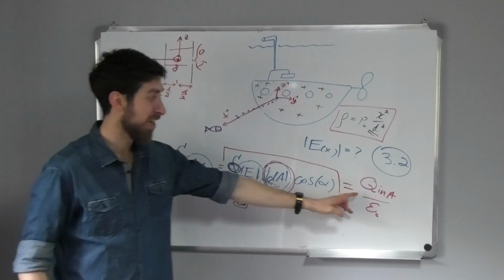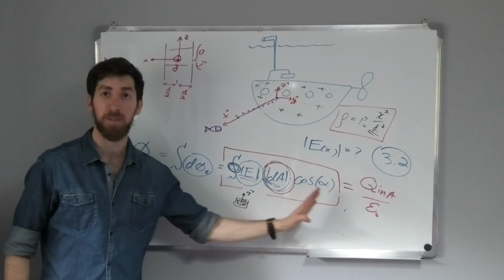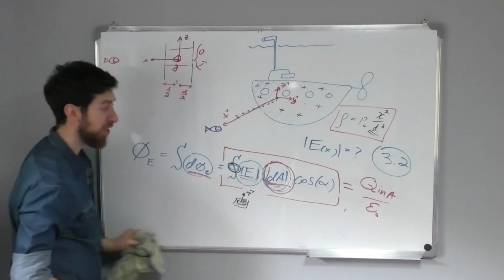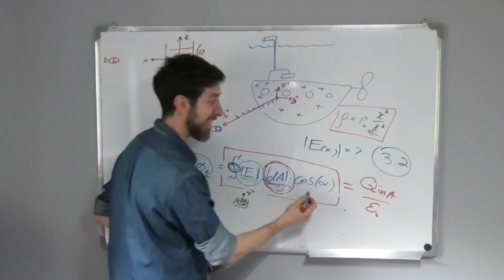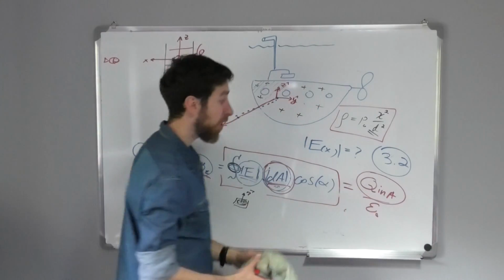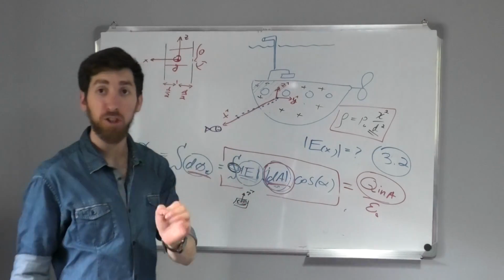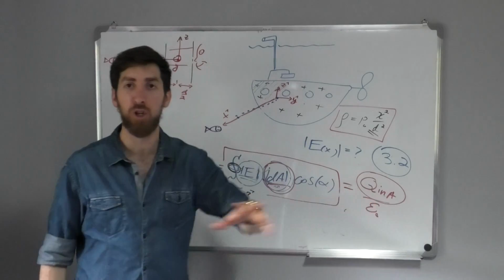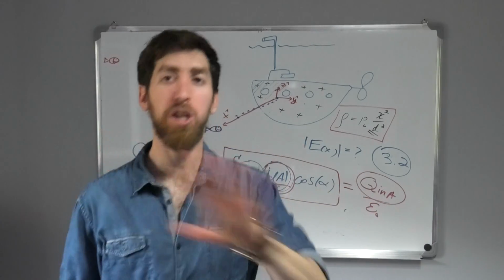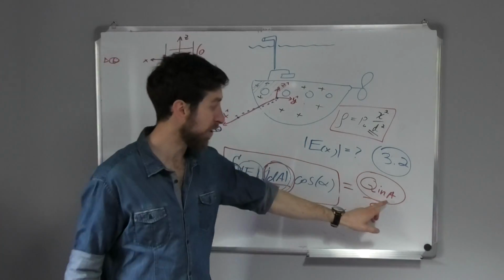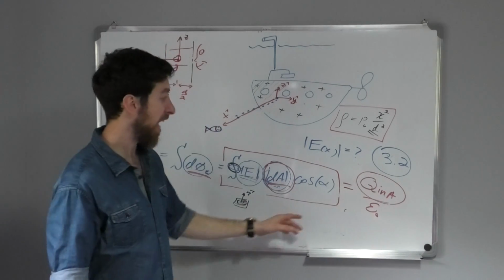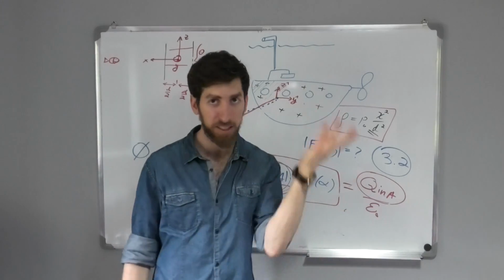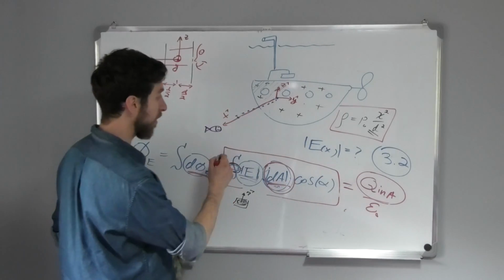What does this mean? It means this summation of the small fluxes on each small window with the electrical field must be equal to the total charge, but only inside A, the area you just thought about. You can choose which area you want, but only the charge inside A. And you need to divide it by epsilon naught. This is just a constant, but this is a concept.